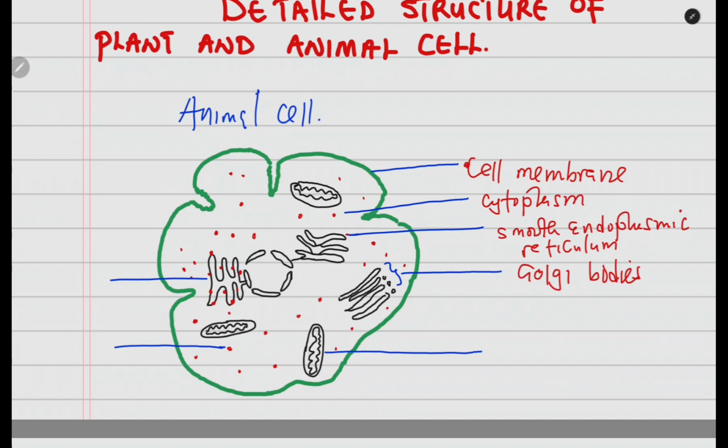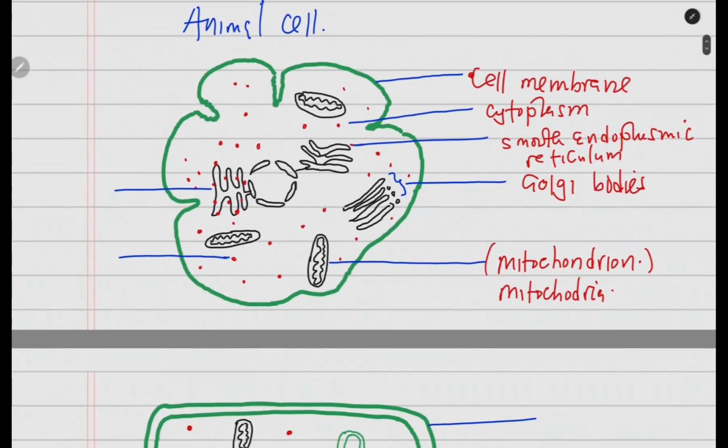Then of course we have this sausage-like structure. This is what we call the mitochondrion. Okay, mitochondrion, but the plural is called mitochondria. So plural is mitochondria, but the singular is mitochondrion. Then of course we have this dotted part here, all over. These are what we call ribosomes.